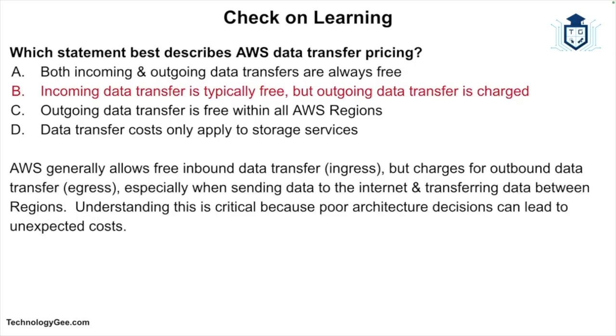And the correct answer is incoming data transfer is typically free, but outgoing data transfer is charged. So AWS generally allows free inbound data transfer, also known as ingress, but charges for outbound data transfer, also known as egress, especially when sending data to the internet and transferring data between regions. And understanding this is critical because poor architecture decisions can lead to unexpected costs.